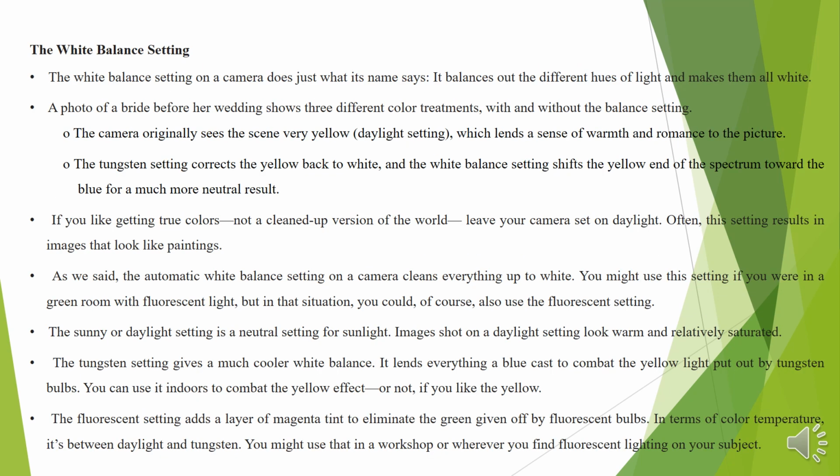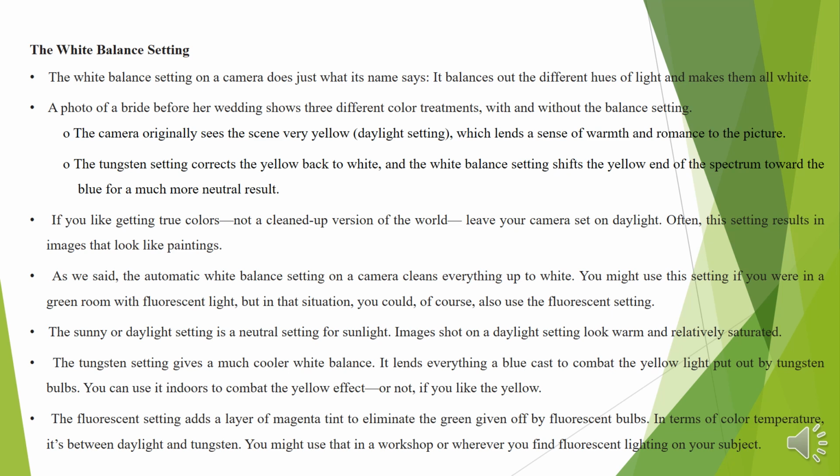Next is the white balance setting. The white balance setting on a camera does just what its name says. It balances out the different hues of light and makes them all white. A photo of a bride before her wedding shows three different color treatments with and without the balancing settings.